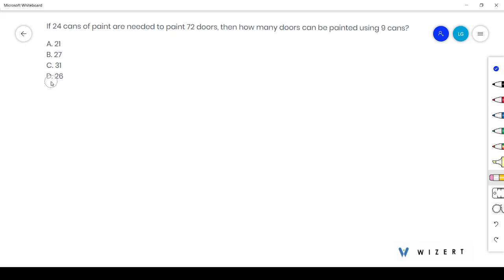Our question is, if 24 cans of paint are needed to paint 72 doors, then how many doors can be painted using 9 cans?